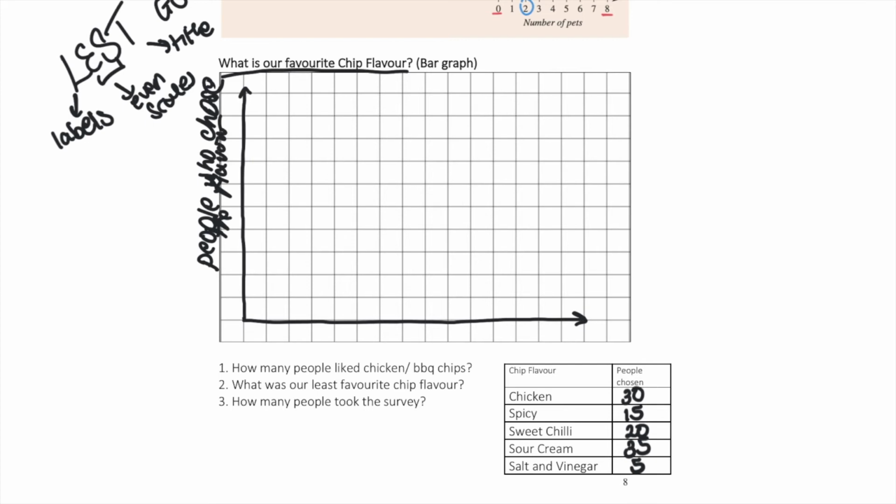And down here, the label is chip flavors. And let's actually put the chip flavors. C is for chicken. S is for spicy. SC is for sweet chili. Oh no, disaster. Sour cream. And salt and vinegar. Done, we've done our labels. Tickaroo. We've also done the title.